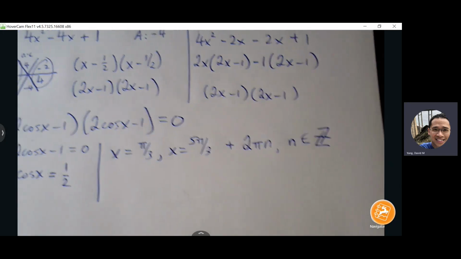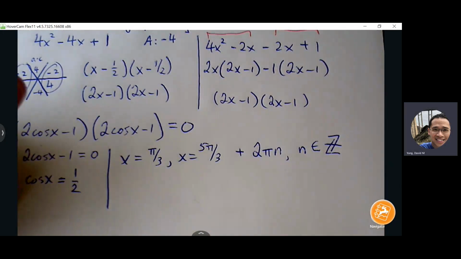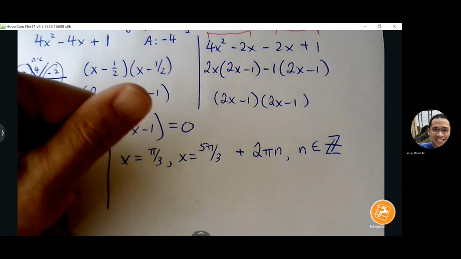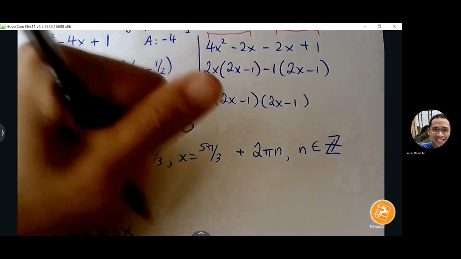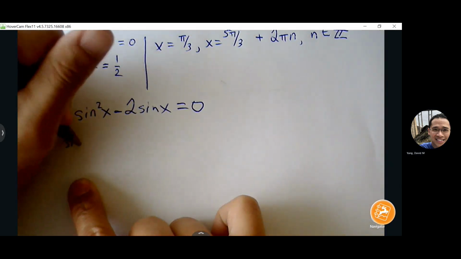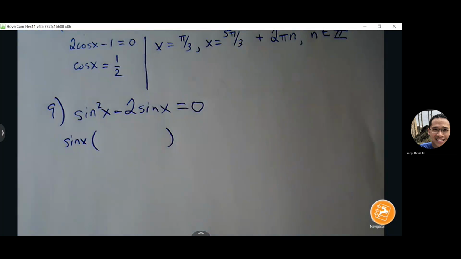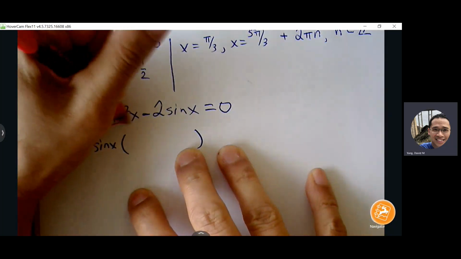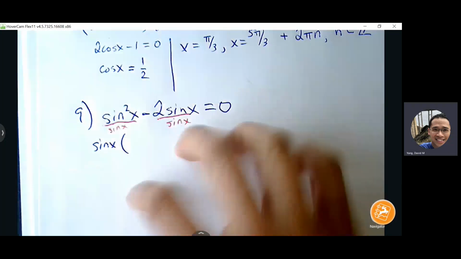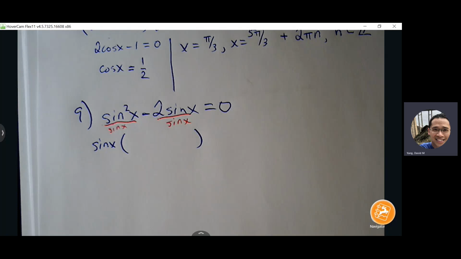Okay. Questions with 7? Let's go to number 9. Okay, first things first, what do you see? Yeah, GCF, yeah. So if I factor out a sine x, what I'm really doing is I'm dividing a sine away from both terms, and whatever is left over will go inside my parentheses.